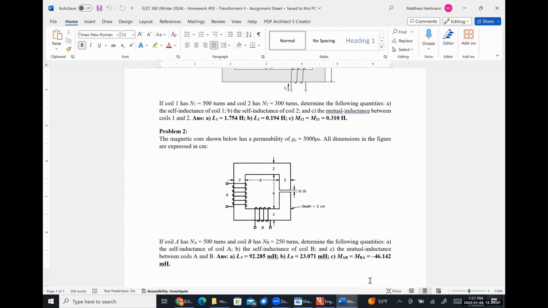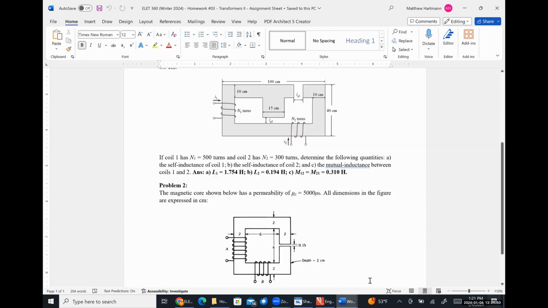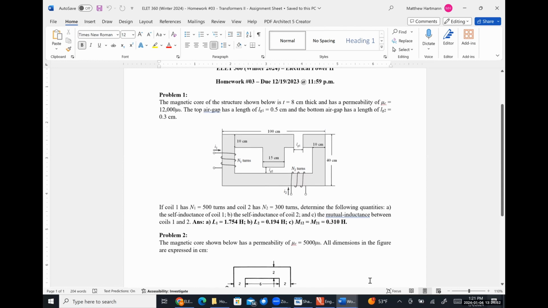All right, so you're trying to find mutual inductance, right? I'm going to have to think about this for a moment just because it's been a minute.